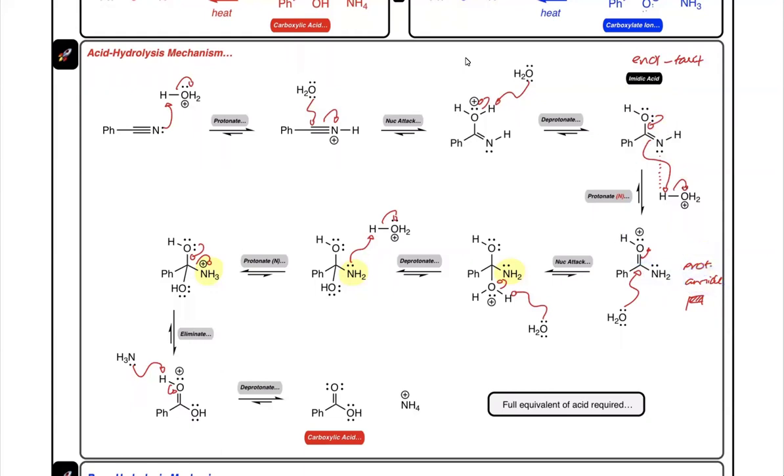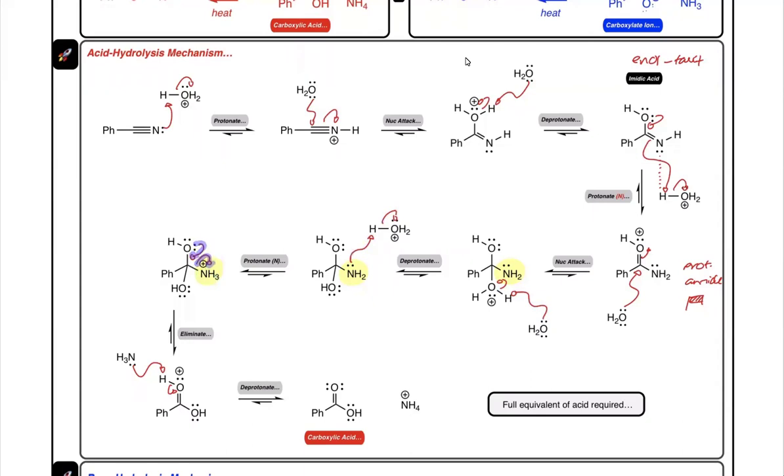Now, that's going to be attacked by water. We can attack with water because the carbonyl is charged positive, it's protonated. We then need to deprotonate this oxygen atom to decrease its leaving group propensity. And before we kick out our nitrogen leaving group, we have to charge it positively so that it can be kicked out as a neutral leaving group.